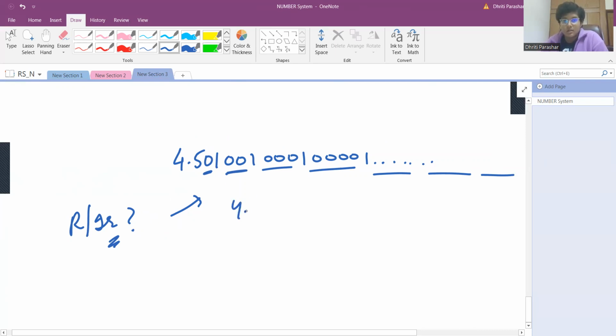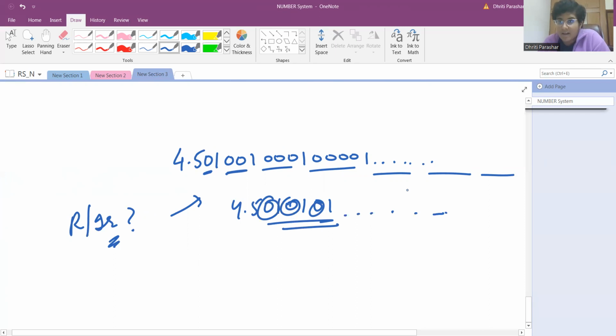It's not this 0 1 0 1 0 1. No, this number of zeros is continuously increasing. It forms a pattern, but it is not repeating itself. And that is why it is non-terminating and non-repeating. Therefore, an irrational number.